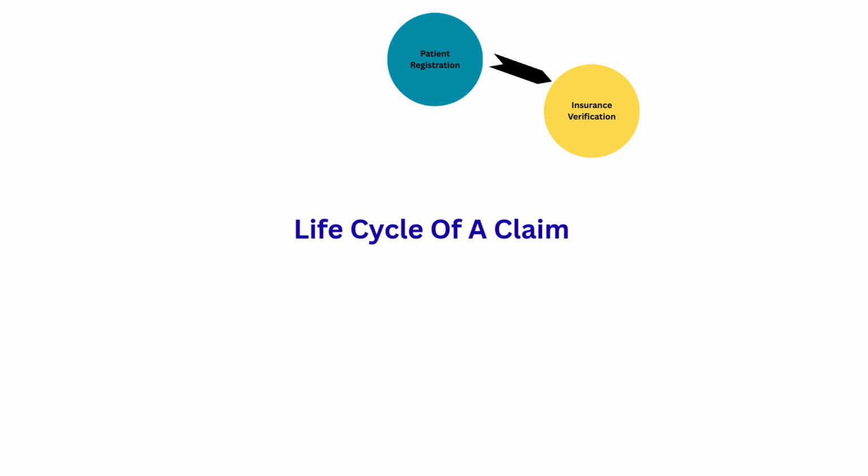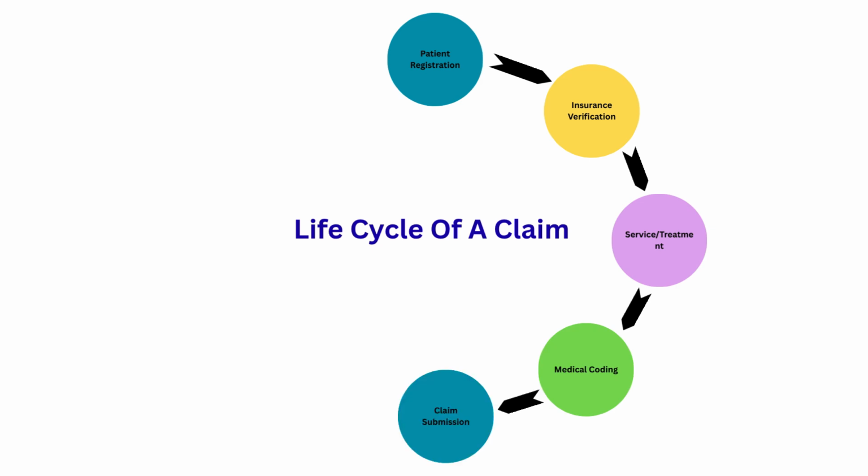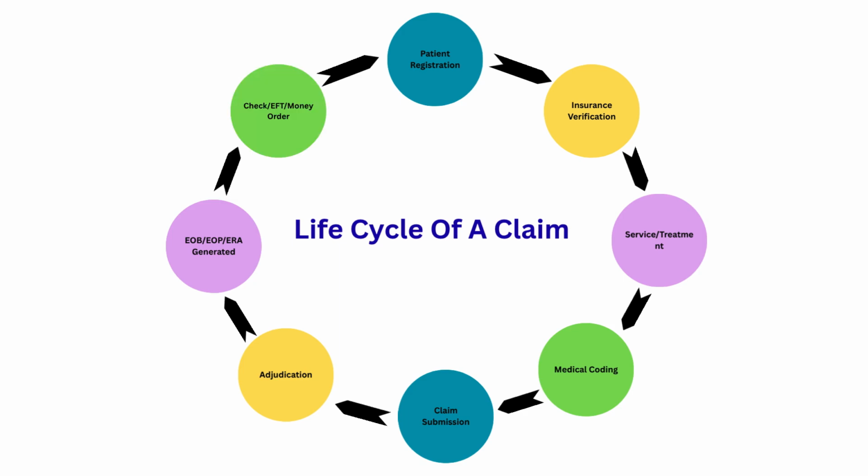Life cycle of a claim starts with patient registration, insurance verification, service or treatment, medical coding, claim submission, adjudication, EOB, EOP, or ERA, check, EFT or money order.